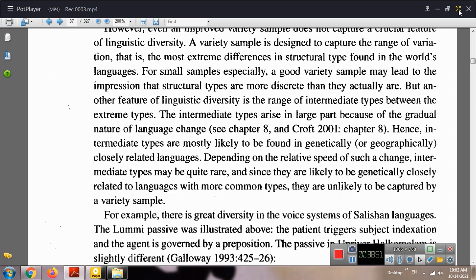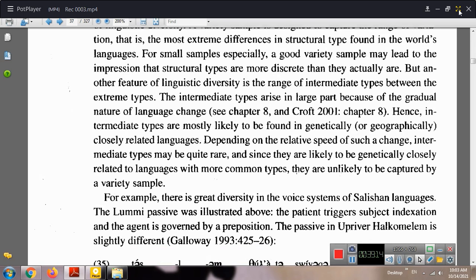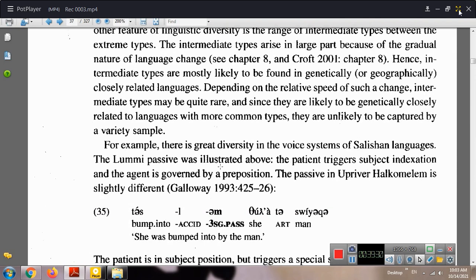But another feature of linguistic diversity is the range of intermediate types between the extreme types. The intermediate types arise in large part because of the gradual nature of language change. Hence, the intermediate types are most likely to be found in genetically or geographically closely related languages. Depending on the relative speed of such a change, intermediate types may be quite rare, and since they are likely to be genetically closely related to languages with more common types, they are unlikely to be captured by a variety sample.